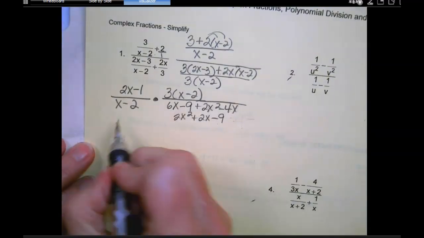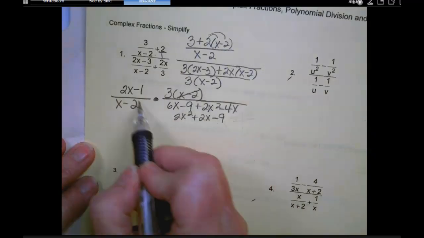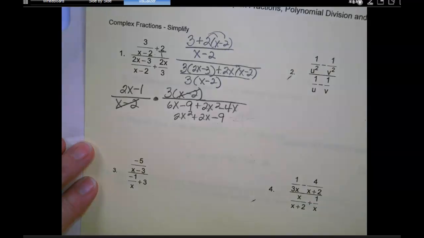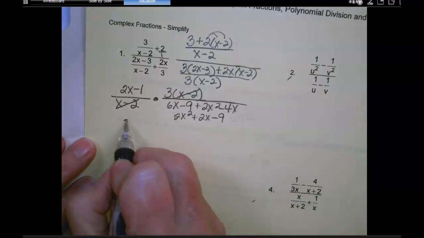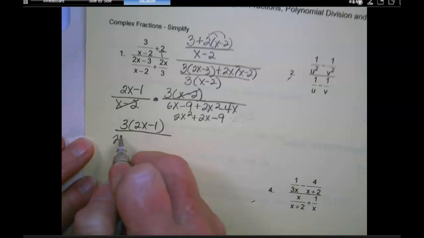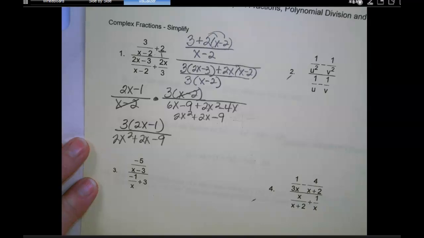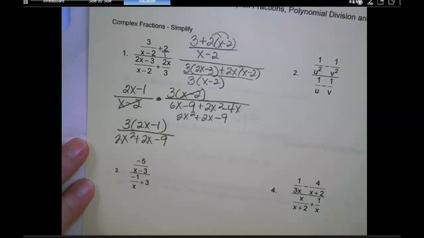Okay, so here's what I have. What's going to cancel? The x minus 2. And I'm going to end up with 3 times 2x minus 1 over 2x squared plus 2x minus 9. And that's your answer, guys. Yes. Yep. No, you're good? Okay.